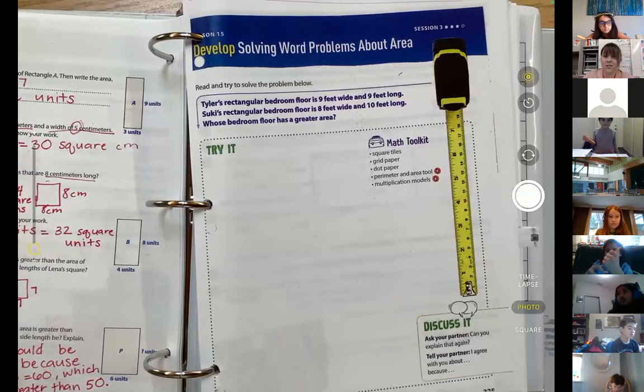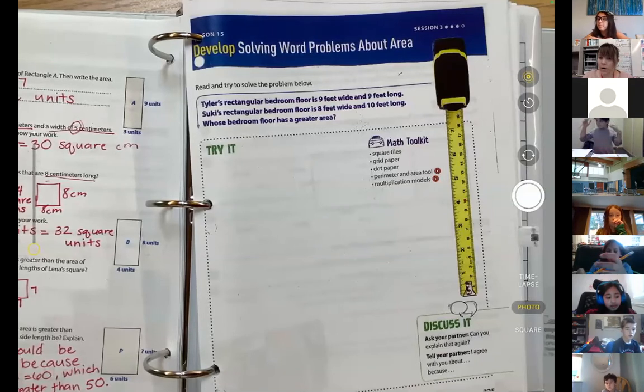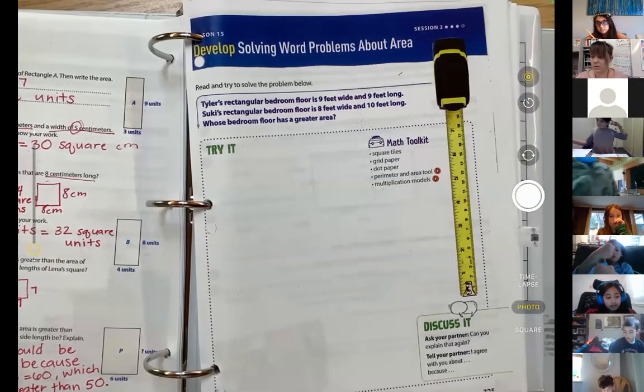Today, we're gonna start solving word problems about area. Now, some of you might be thinking, oh, I don't like word problems. It's okay. All you have to do is pull out the data you need from the word problem, and it's just like doing what we've been doing. So I'm going to show you how to do that right now.